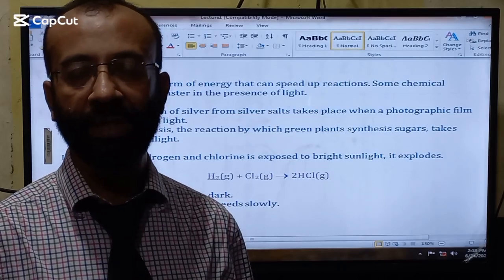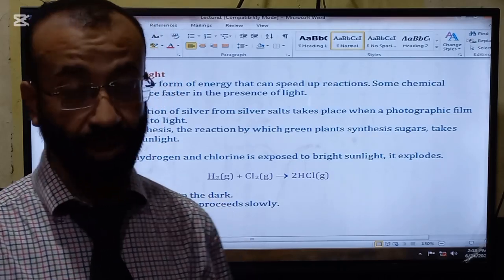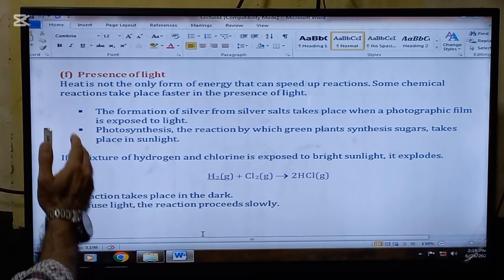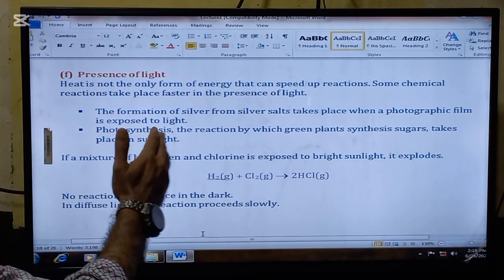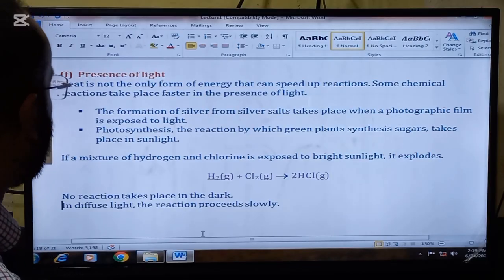Okay, we are going to start today's lecture on the speed of reaction. So concentrate yourself. The first thing that we are going to read is the effect of the presence of light on the speed of the chemical reaction. So we are going to start now.